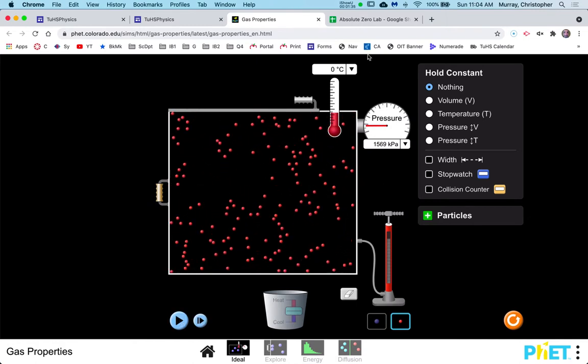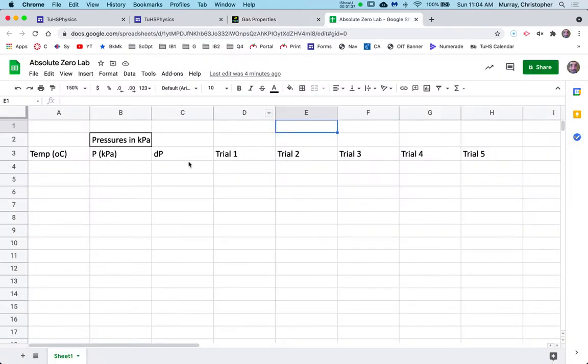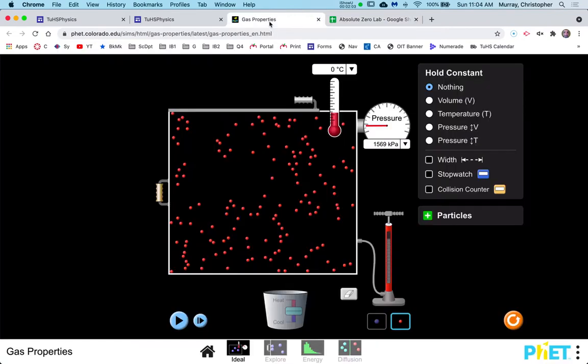And it's 1569. This is how I recommend you lay out your data table, because it's going to make it easier to graph. So notice I've got temperature. I'm going to have the average pressure here, the uncertainty in the pressure, and then these are going to be my trials here. Okay. So let's go. It's 0 degrees Celsius, right? And my first trial was 1569? I feel like it was. And that's kilopascals, right? Yeah, 1569.